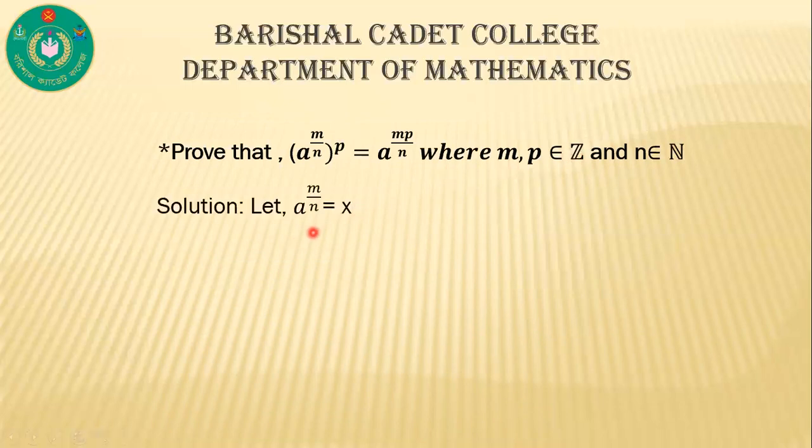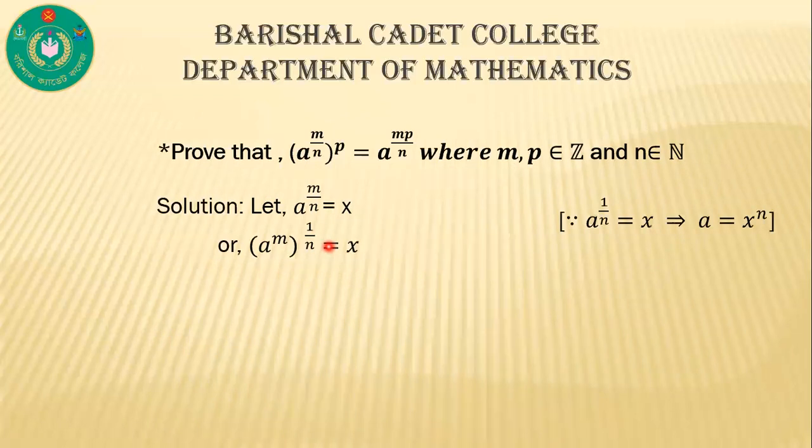Now solution. Let a to the power m by n is equal to x. Then we can write a to the power m into 1 by n is equal to x. We know a to the power 1 by n is equal to x, then we can write a is equal to x to the power n. Applying this formula here, then we can write a to the power m is equal to x to the power n.